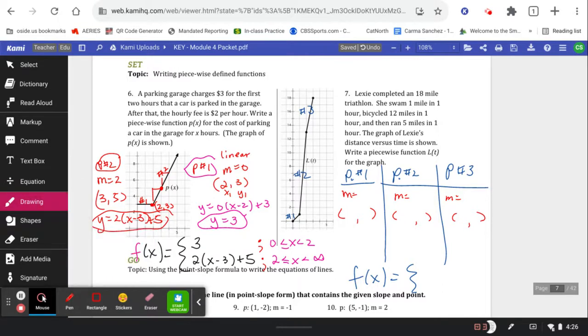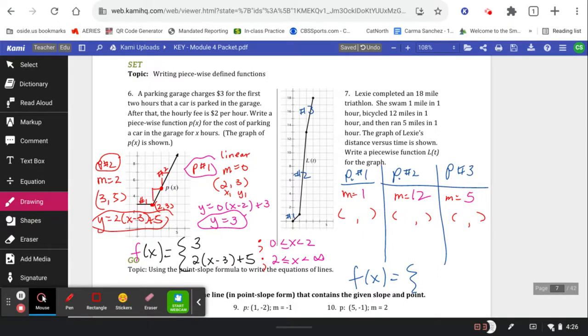Let's see. Up 1 over 1 is just a slope of 1. Piece number 2. Whoa, look at that slope. 1, 2, 3, 4, 5, 6, 7, 8, 9, 10, 11, 12 over 1. Yikes. That's a big slope. And then up 1, 2, 3, 4, 5 over 1.